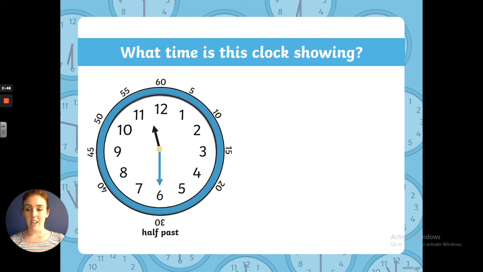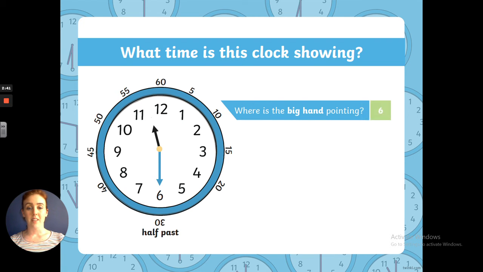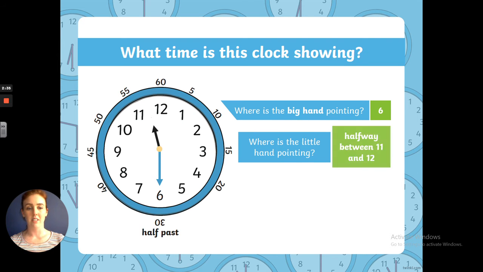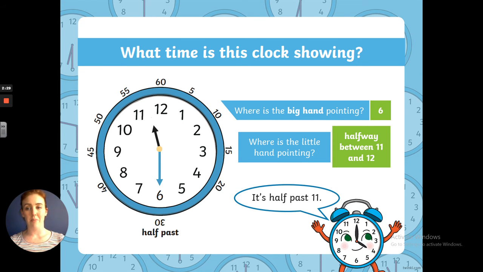This clock, the minute hand is at the number 6 again, so we're talking about half past the hour. So that's the big hand, remember. The little hand is pointing in between the 11 and 12. Now it's just gone past the 11, so I would say that it is 11:30.